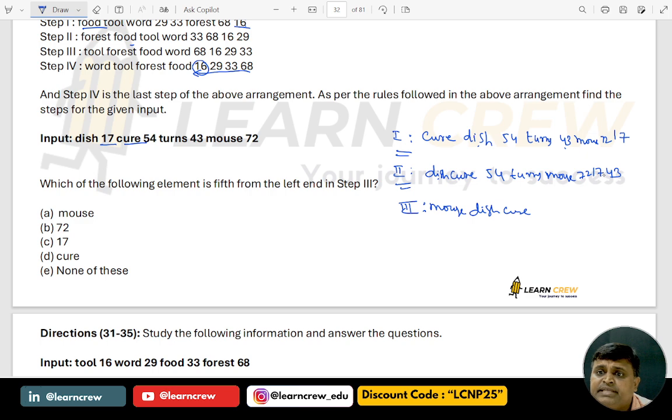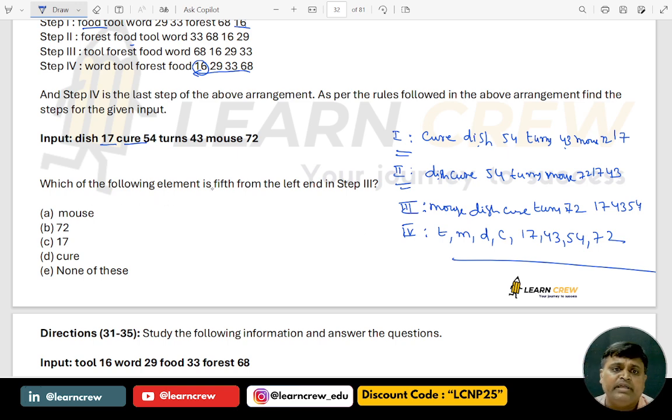Now 17, 43 are arranged. Next 54 has to be arranged. So tons, then 72: 17, 43, 54. Now step 4. Step 4 would be finally tons, mouse, dish, cure, and 72 is arranged. So you will get 17, 43, 54 and 72. This is the final step.